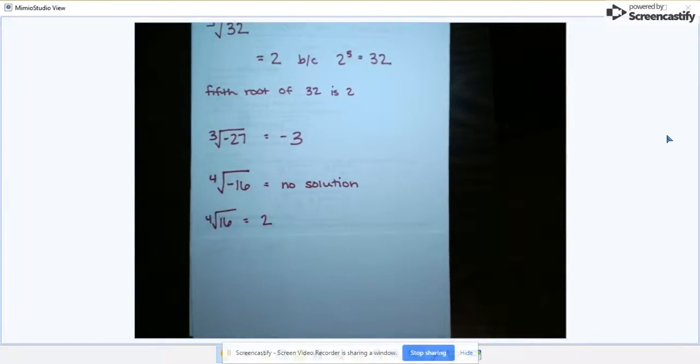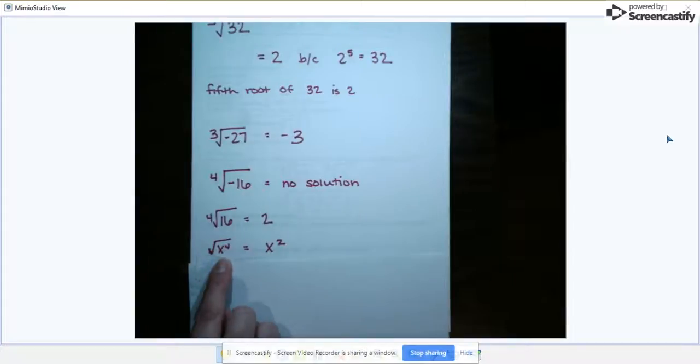If you were asked to find the fourth root of 16, you can do that, and that is 2. You can also use variables. So you might be asked, what is the square root of x to the fourth? So you're asking, what do I multiply by itself 2 times to get x to the fourth? And you would have x squared.